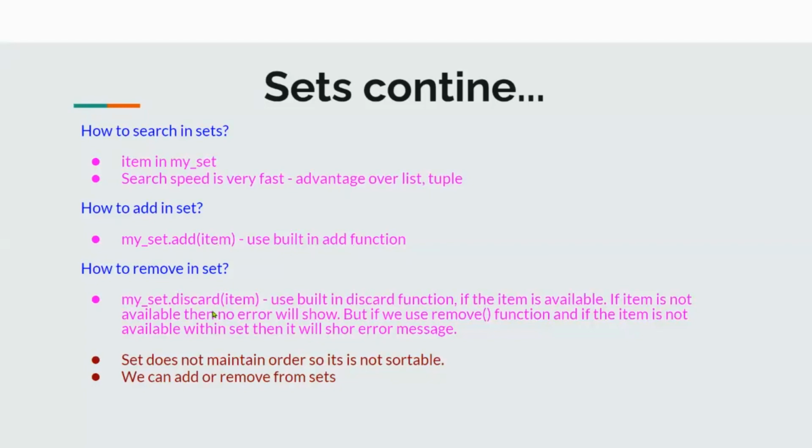And if you want to remove anything, there are two functions. One is discard. If you use the discard method and the item is inside the set, it will delete it, but if there is no such item inside the set, it won't give you any error message. But if you use the remove function and the item is not available inside the set, it will give you an error message, so just keep that in mind. Also, a set does not maintain order, so it is not sortable. As I said earlier, it is unordered. If you run the program, you'll see the items in one order, and if you run it a second time, you'll see the items in a different order. And you can add or remove items as well.